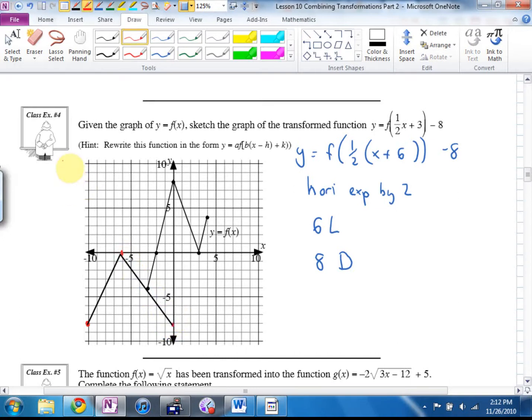Last one. Horizontal expansion by 2. Oh, to the 8 to the right. 6 left. That's going to be at 2. 8 down. This one I got to count. 1, 2, 3, 4, 5, 6, 7, 8. Right there. And connect them.